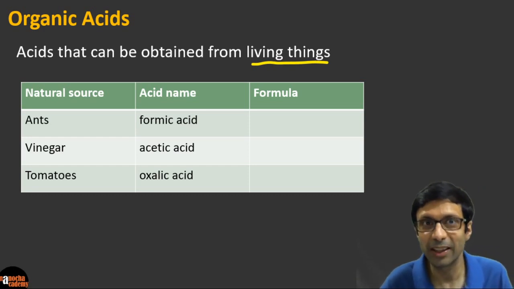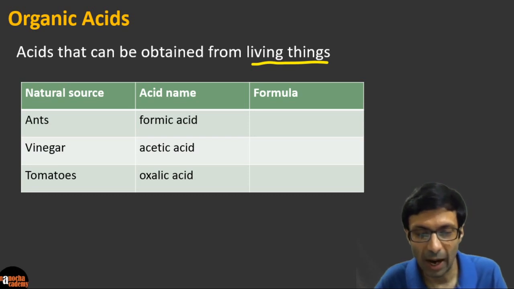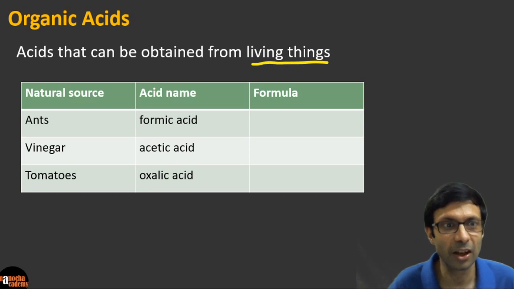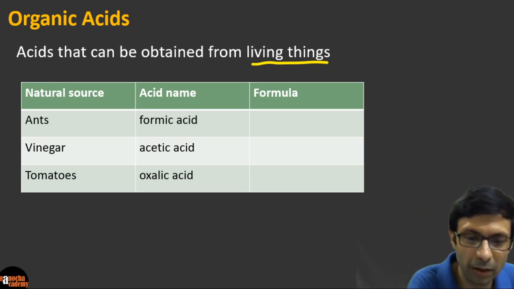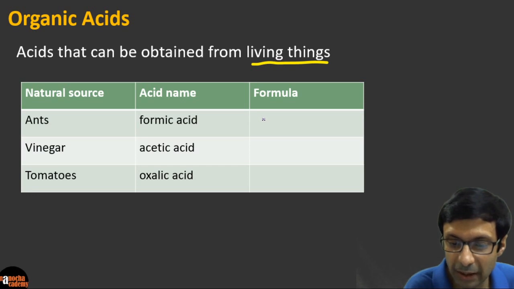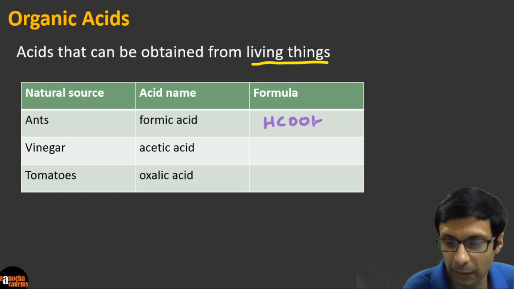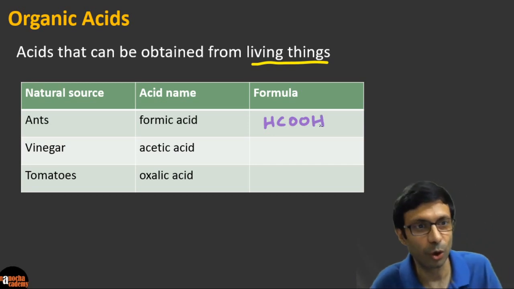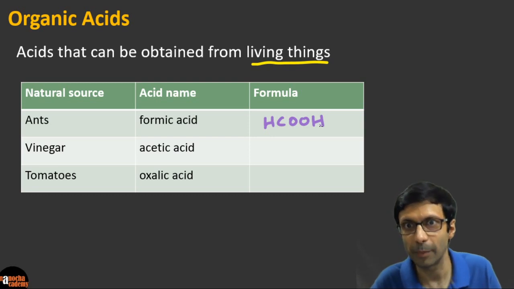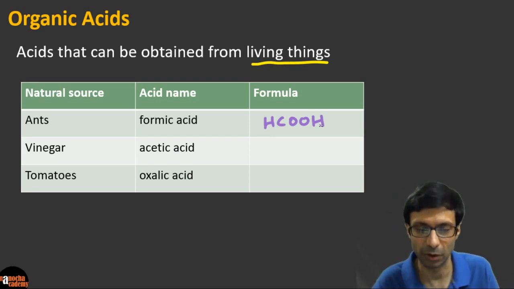Okay, so let's take a look at these organic acids. Ants, as we said, the sting of ants contains formic acid. So what is the formula for formic acid? Does anybody know? The formula for formic acid is HCOOH. Good, I see some of the answers, and you're going to be seeing this in the organic chemistry chapter, the chapter on carbon and its compounds.